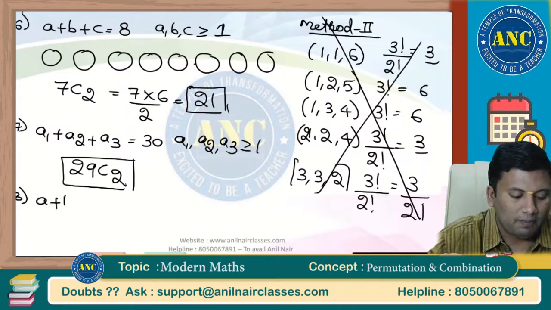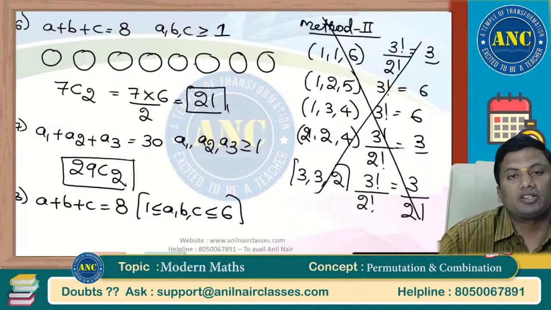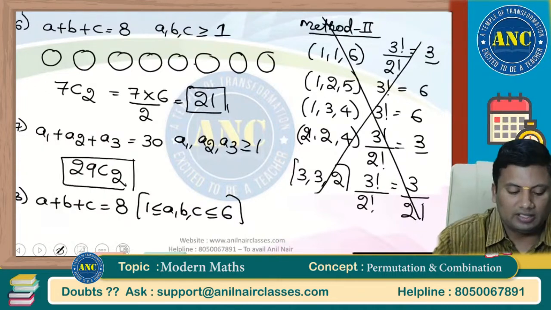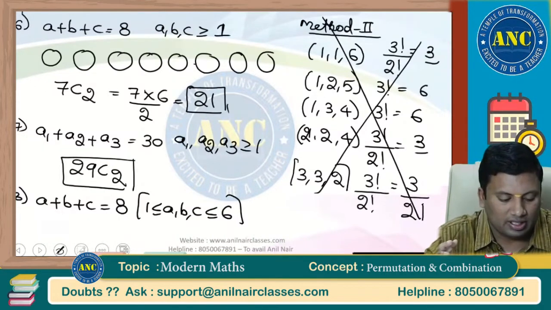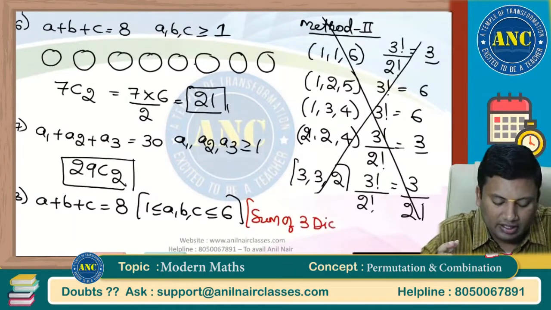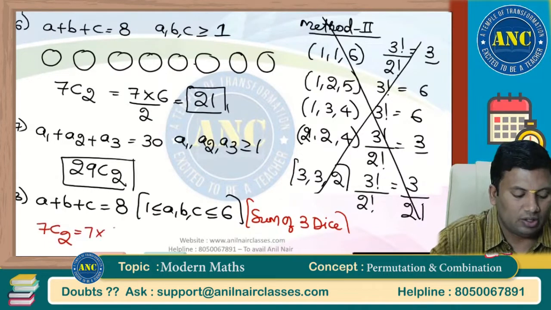Eighth one, A plus B plus C is nothing but 8, with 1 less than or equal to A, B, C less than or equal to 6. Now see here. It is nothing but, in how many ways can the sum of 3 dice be 8? 8 balls are there, there are 7 gaps, so it is 7C2, 7 into 6 by 2, which is nothing but 21.